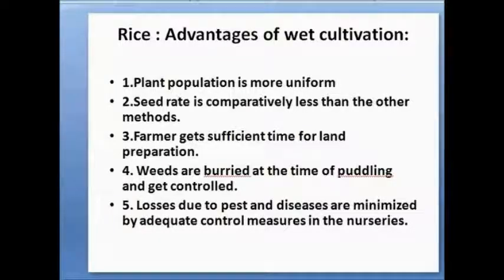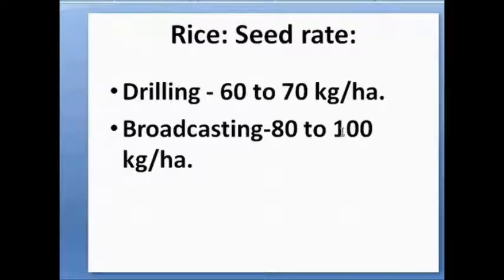What is the seed rate? Seed rate actually depends upon the kind or method of cultivation we are going to follow. In the drilling method, 60 to 70 kilogram rice seed per hectare is used. But in the broadcasting method, seed rate is more, 80 to 100 kilogram per hectare is required. Why is it so? Because in the broadcasting method, spacing cannot be particularly maintained, so more number of plants are to be grown. That's why in the broadcasting method the seed rate is more.